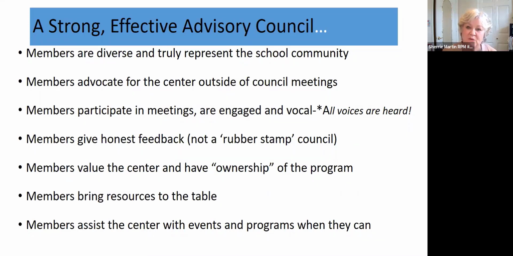And members will bring resources to the table. Perhaps they're active in their church Sunday school group and their Sunday school class wants to take on a project. They might bring a resource to you that way. And members assist the center with events and programs when they can. So there's some other ideas of a strong, effective advisory council to work towards. And you all can do that. You all can nurture those characteristics in your advisory council.